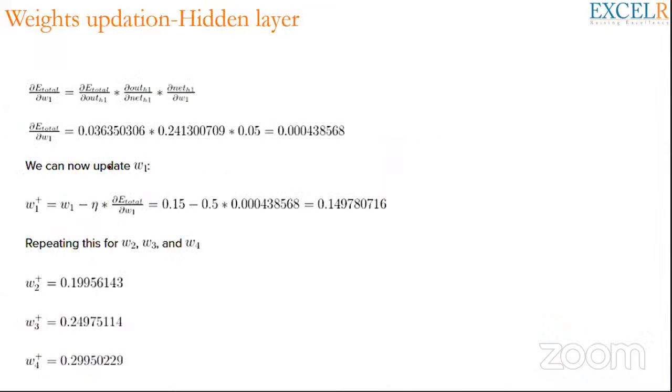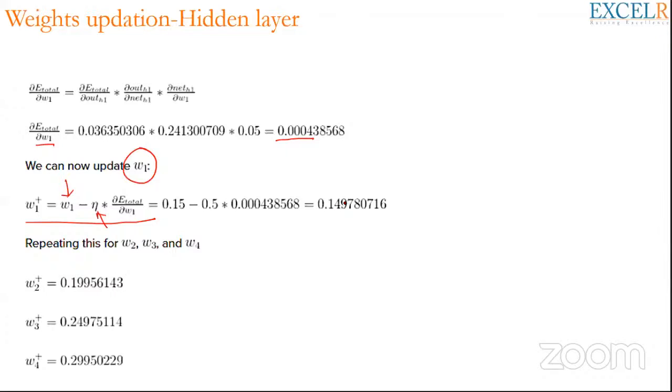When you compute that one by one, dou E total by dou W1 comes to 0.0004. Then update the weight W1 with the same formula we discussed: the current weight minus eta, the learning rate, times dou E total by dou W1.